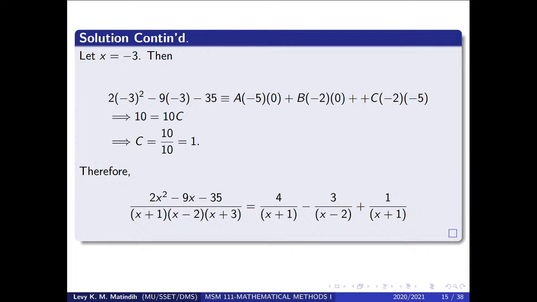Therefore, we are saying this rational fraction in partial fraction form, as the sum of partial fractions, is equal to 4 divided by x plus 1 minus 3 divided by x minus 2 plus 1 divided by x plus 1. So what we have done, we have expressed the given rational function as a sum of partial fractions.